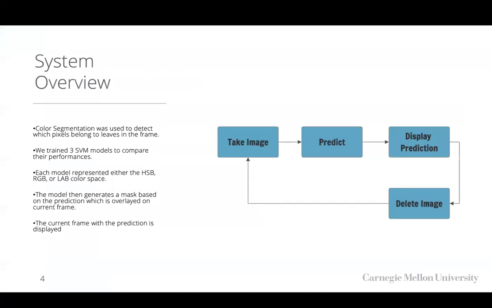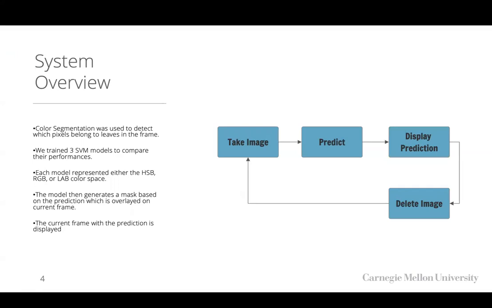The system overview. Color segmentation was what we used to detect which pixels in a frame belong to the leaves. For this, we trained three SVM models to compare their performance. The models represented a color space, which were either HSB, RGB, or the LAB color space. Once the models had been trained, we put them into the system and ran it.